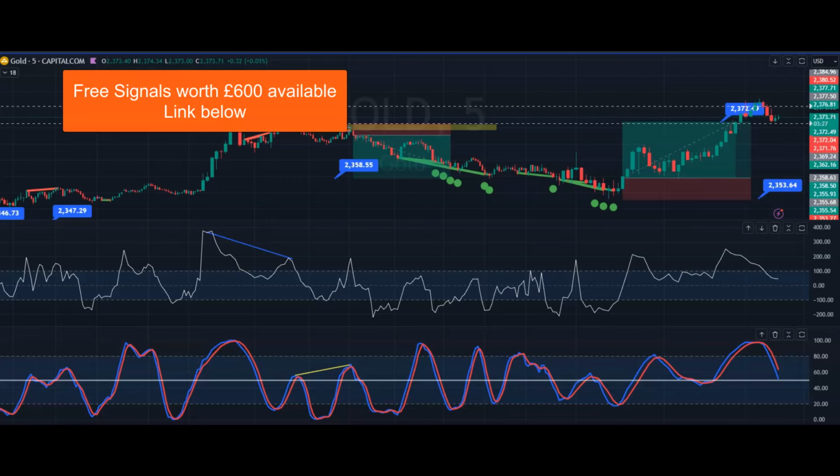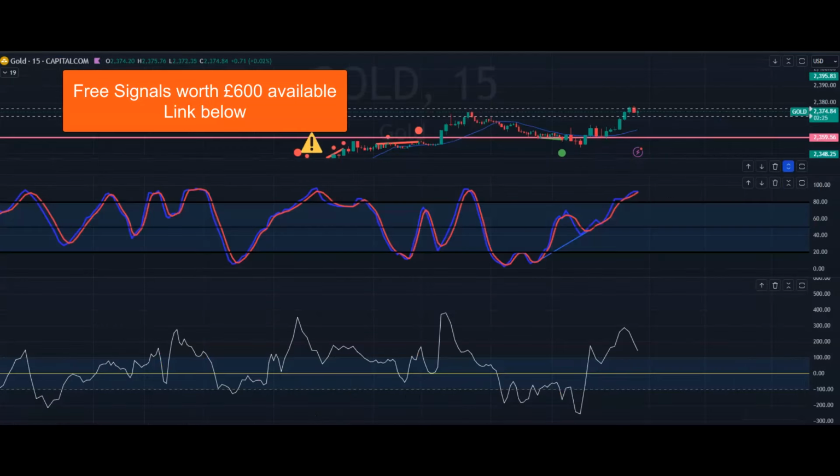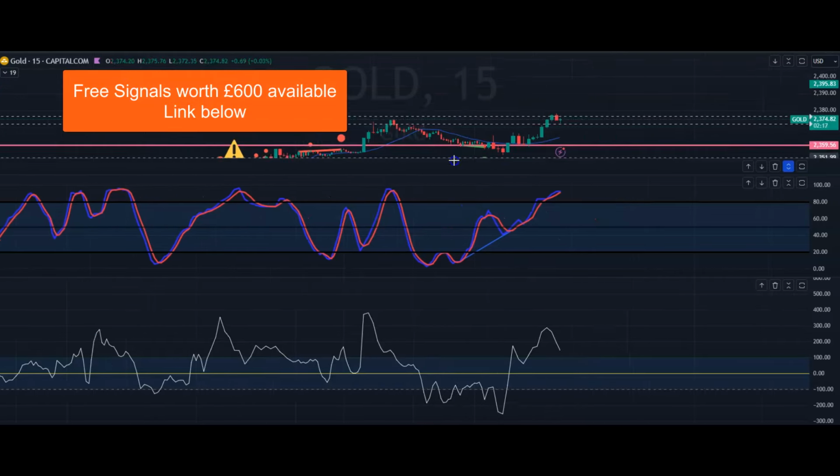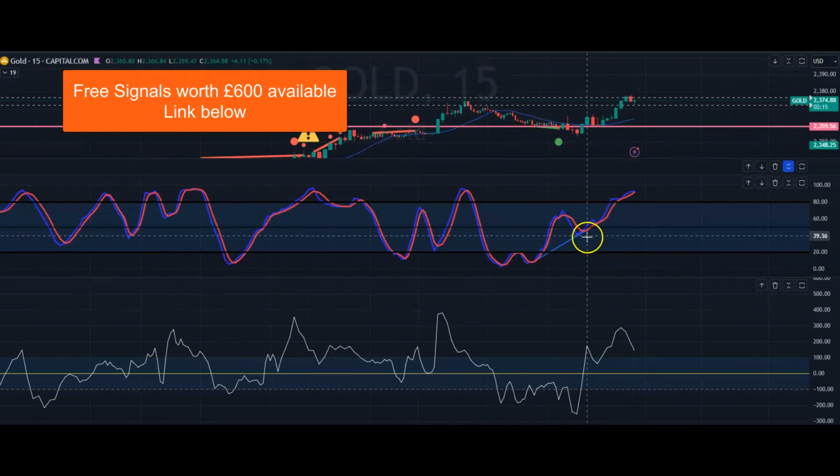So this is the bullish divergence I was talking about. This is a 15-minute chart, but any chart will show you this in terms of the long term. So bullish momentum is highly likely to move up.